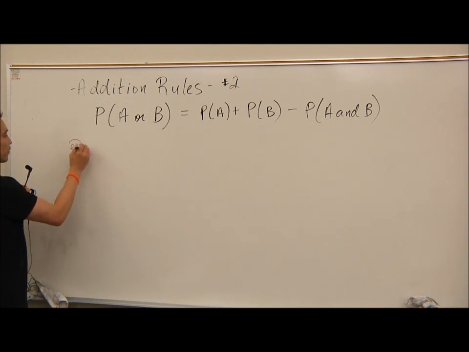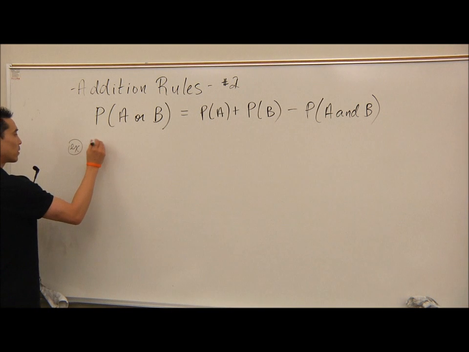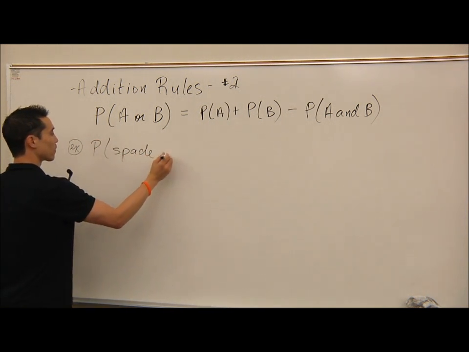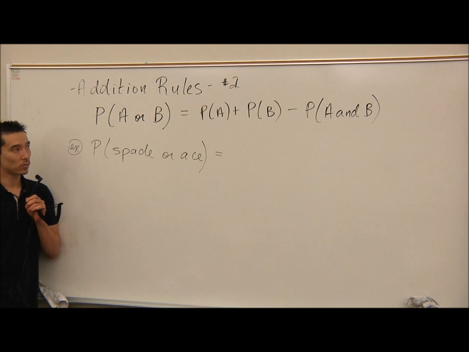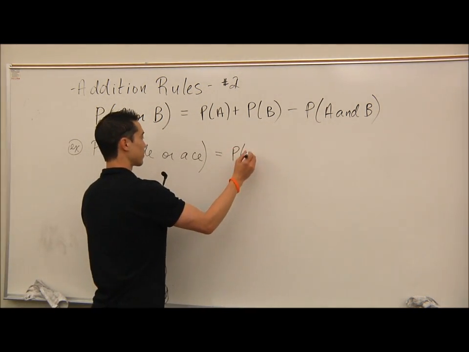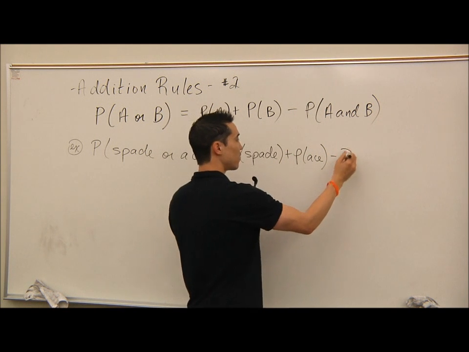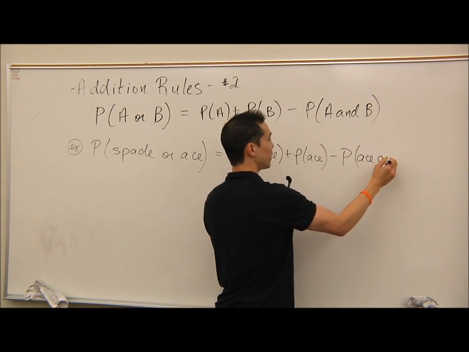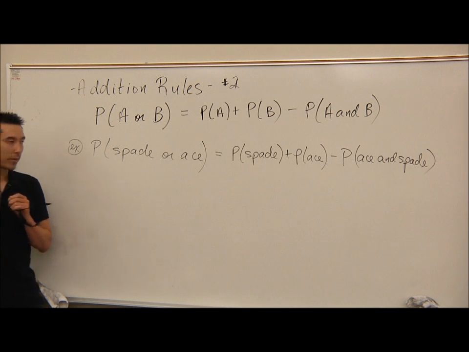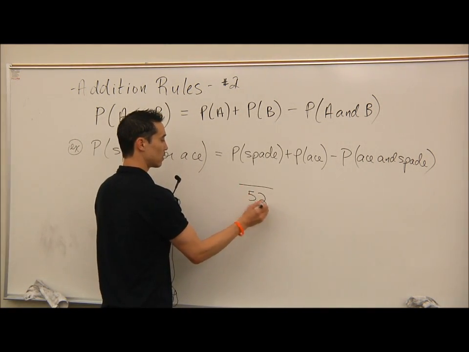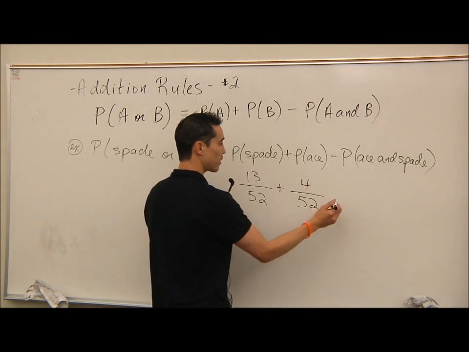Okay, so let's do the non-mutually exclusive examples that we came up with. What was it, spade or an ace? So let's do, what's the probability of drawing a spade or an ace? So, according to this rule, I do the probability of drawing a spade, then I do plus the probability of drawing an ace, then I subtract the probability of both happening at the same time, getting an ace and a spade together. Okay? So in 52 cards, how many of them are spades? 13. In 52 cards, how many of them are aces? 4. Is everybody with me on that?